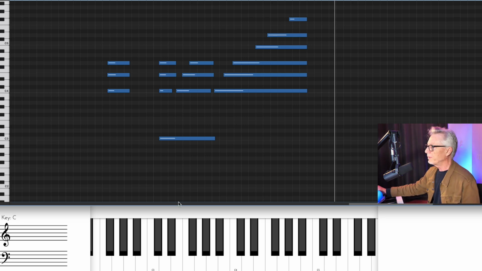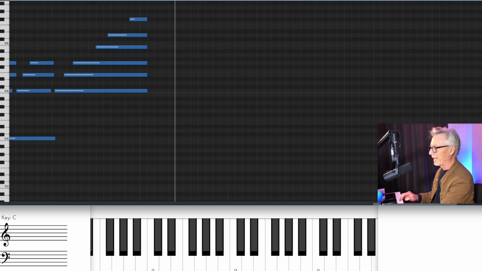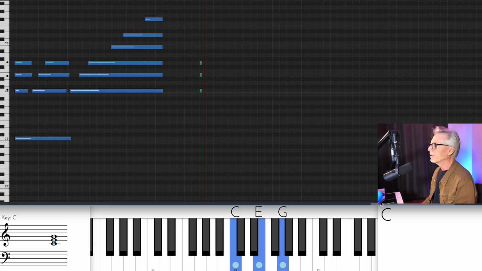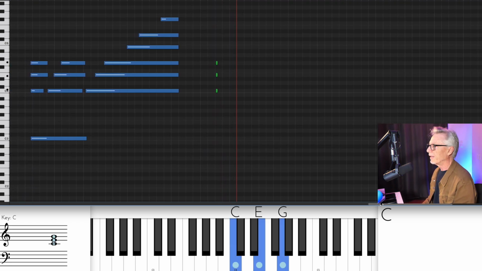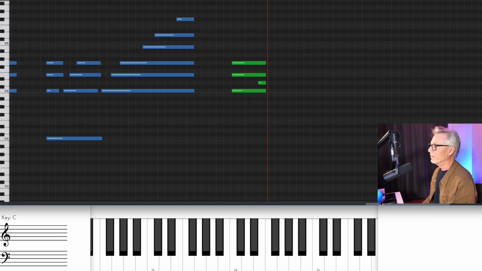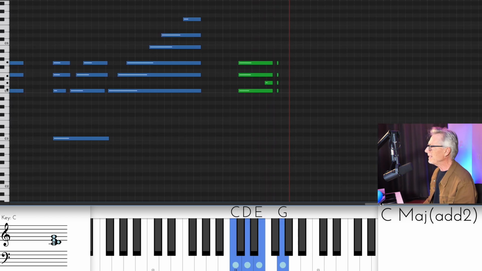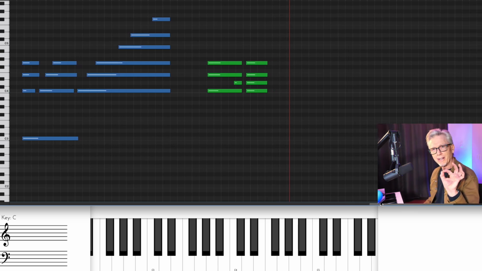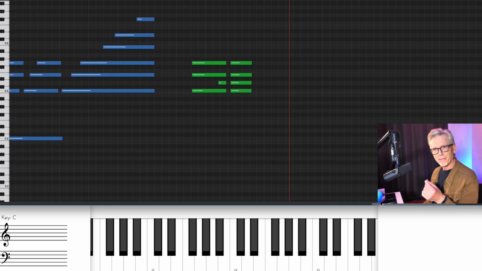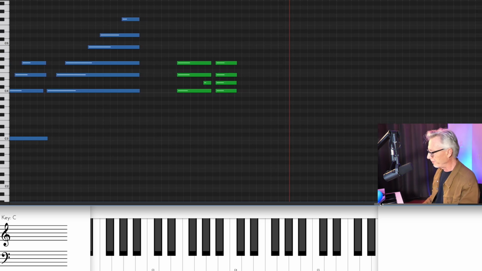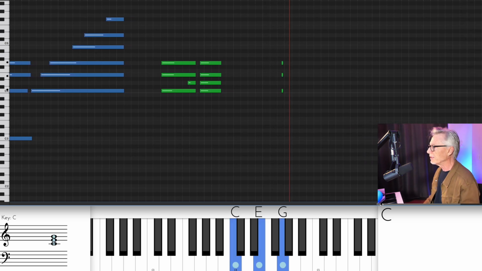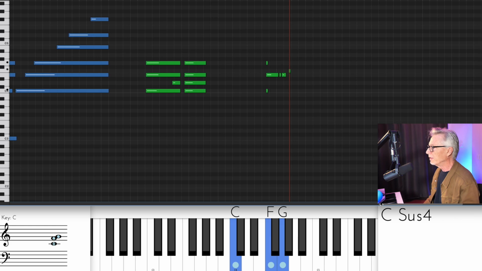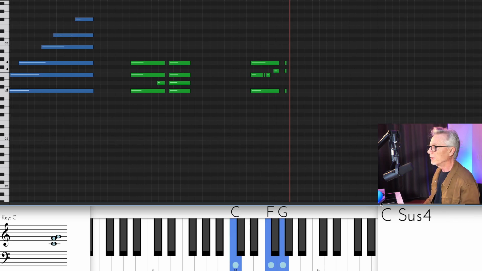Now, we can also fold downwards, right? There's no reason why we can't do the root, third, and fifth, and then add the 9th in the middle. This says add 2, and I think that's kind of smart because it does feel like it's the 2nd instead of the 9th, because it's not way up on the top. We can also do this. Take that 3rd and change it to a 4th.